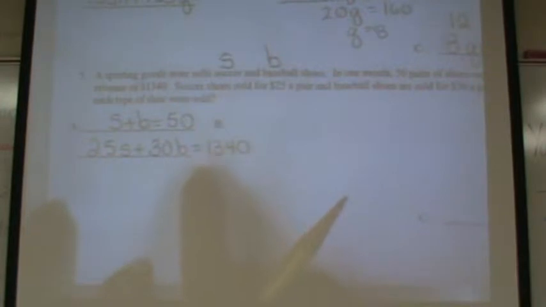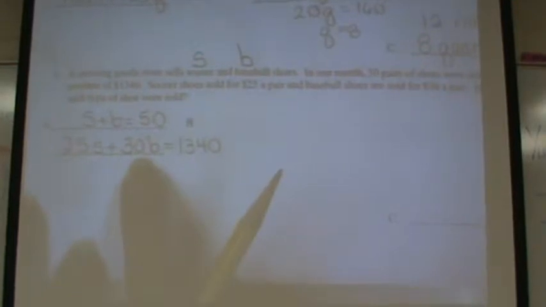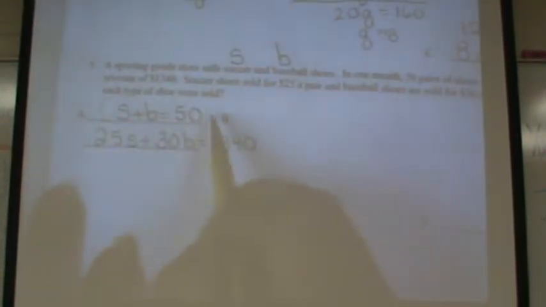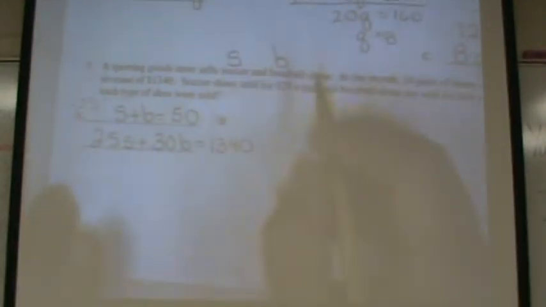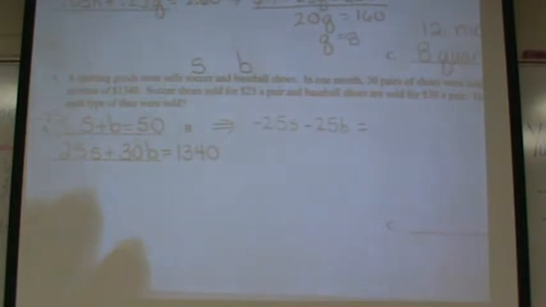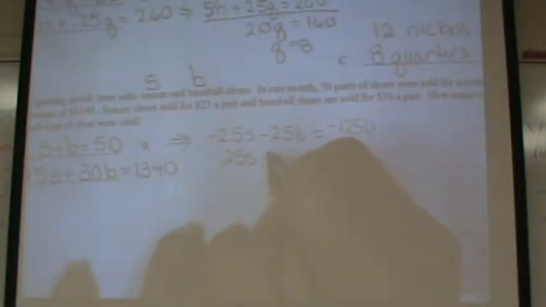Next one. Sporting goods store sells soccer and baseball shoes. We have 50 pairs of shoes. The soccer shoes are $25, the baseball shoes are $30, and we brought in $13.40 in revenue. So here's your two equations. I would multiply this top equation by negative 25, and you will get negative 25s minus 25b equals 25 times 50 is 1250, so it's negative 1250. And you keep your bottom equation the same.